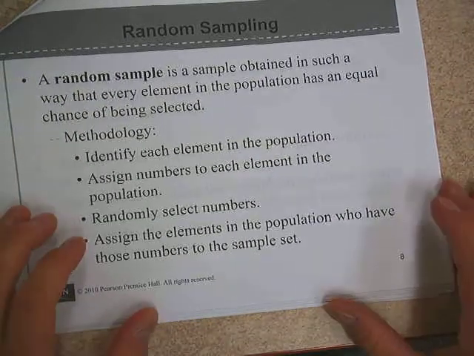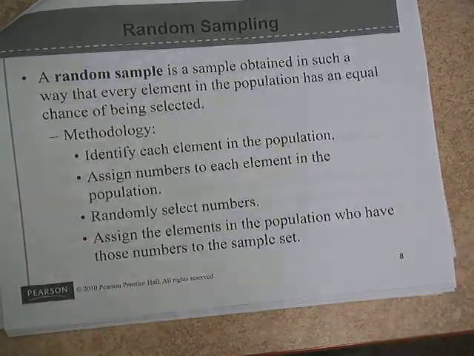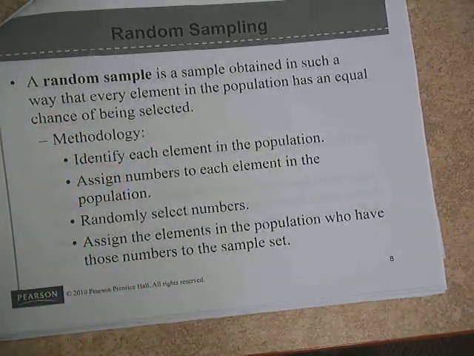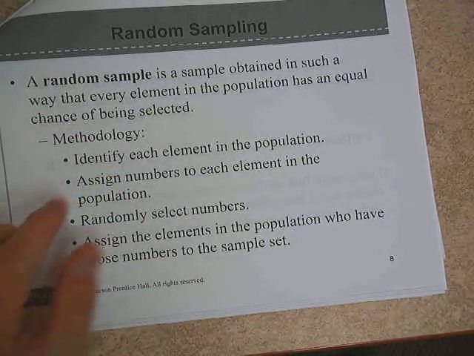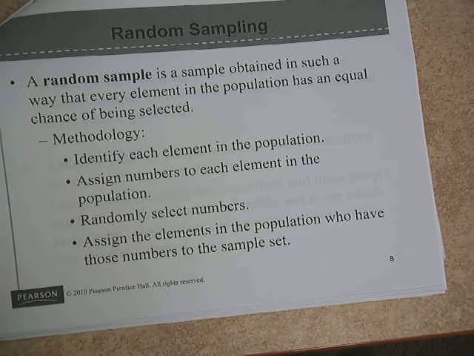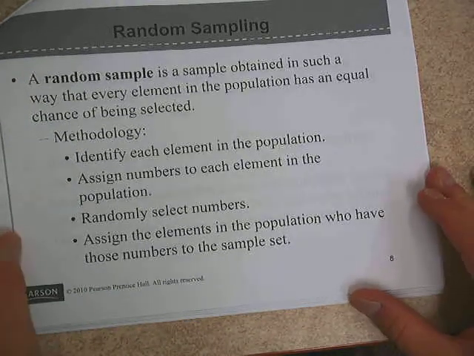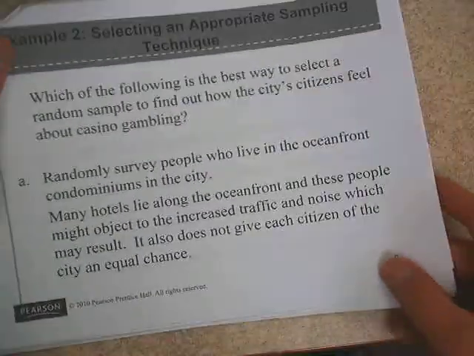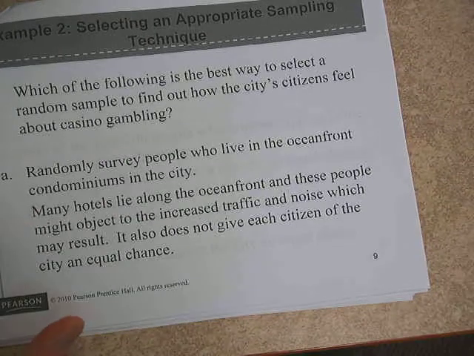Okay. So, as I mentioned earlier, random sampling, exactly what I just mentioned. It's selecting a sample in a way so that every element in the population has an equal chance of being selected. So ultimately, the methodology would be to identify each element in the population, assign numbers to each element in the population, randomly select the numbers, and assign the elements in the population who have those numbers to the sample set.